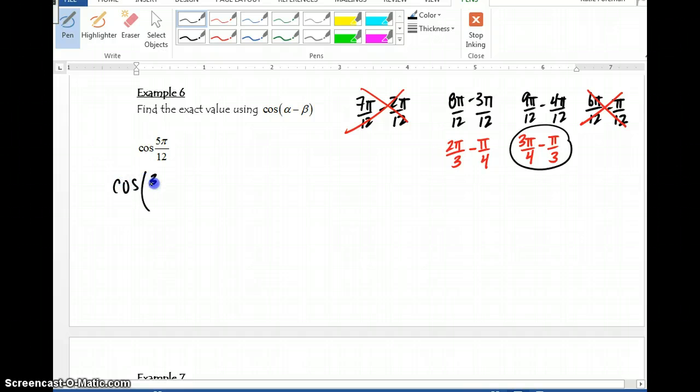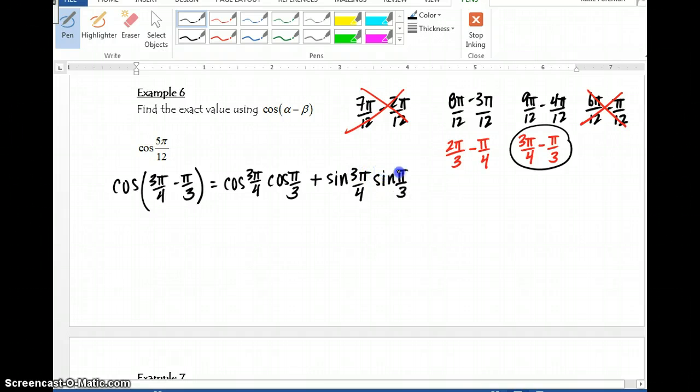Alright, so the cosine of 3 pi over 4 minus pi over 3. My identity: cosine of the first angle measure, cosine of the second angle measure. Change the operation, sine of the first angle measure times sine of the second angle measure. Now using what we know about the exact values, 3 pi over 4 is a second quadrant angle with pi over 4 as a reference angle. Cosine in the second quadrant is negative, negative root 2 over 2. Cosine of pi over 3 is a half. 3 pi over 4 being a second quadrant angle, the sine is positive, and the sine of pi over 3 is square root of 3 over 2.